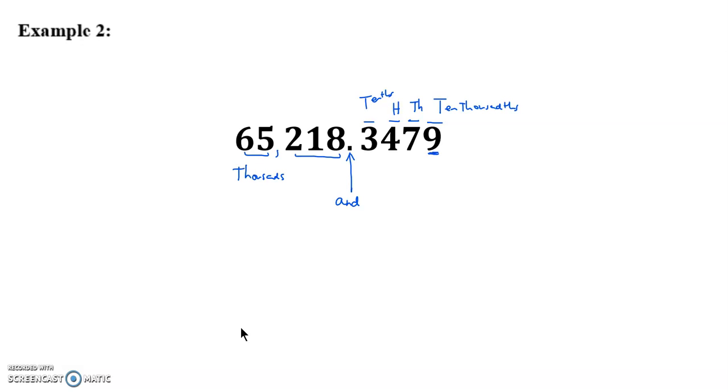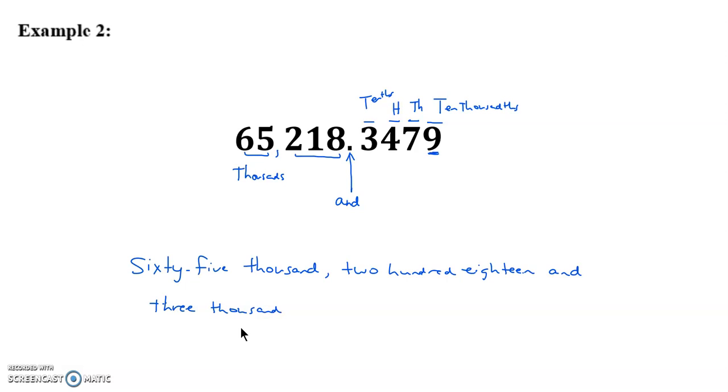So let's put this all together. We have 65,000, comma, 218, and 3,479 10,000ths.